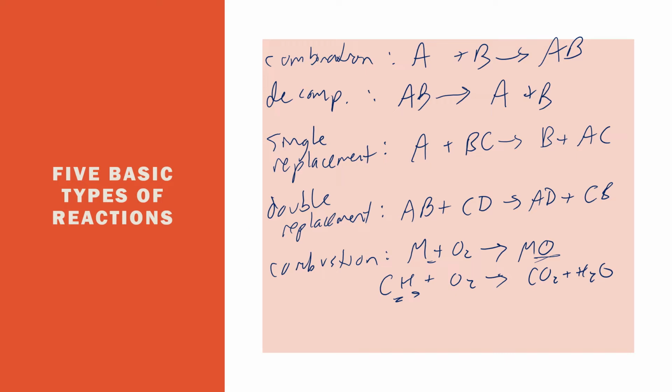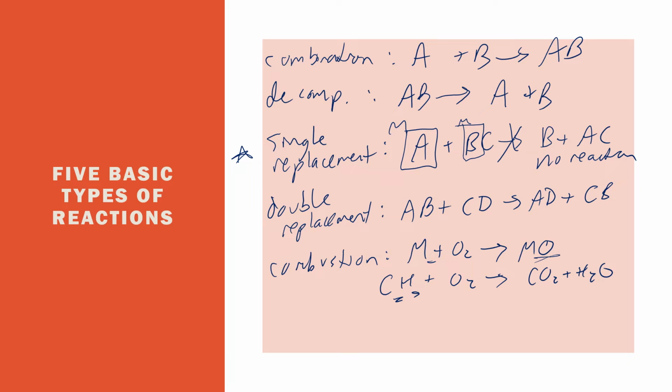Single replacement, I want to get a little bit more specific here. It's the only one that you should really check what we call an activity series. The element that is by itself needs to be more reactive than the same type of element in the compound. So for example, if A is a metal, it needs to be a more reactive metal than B. And as long as it is, then that reaction will occur as written. But if A is not more reactive, then this reaction will not happen and you would put no reaction. So the element by itself must be more reactive.